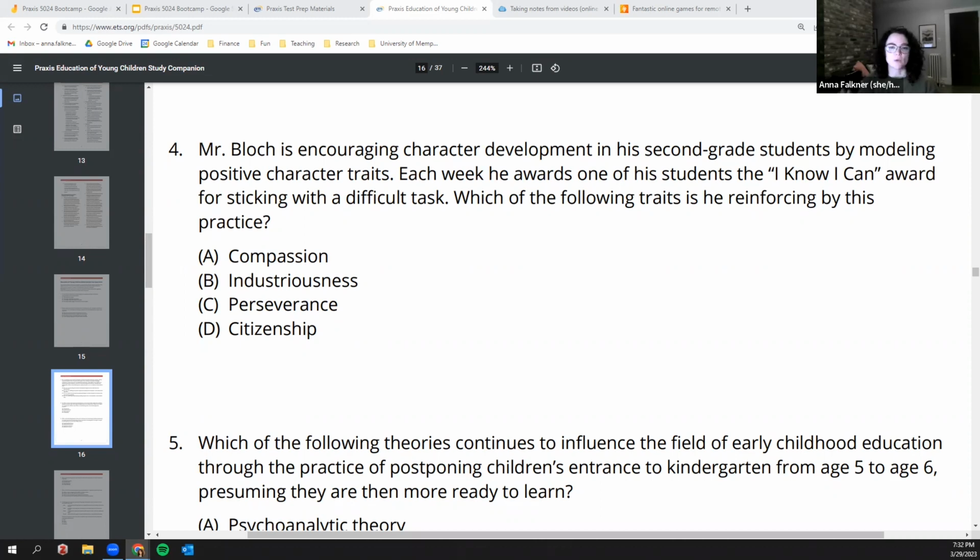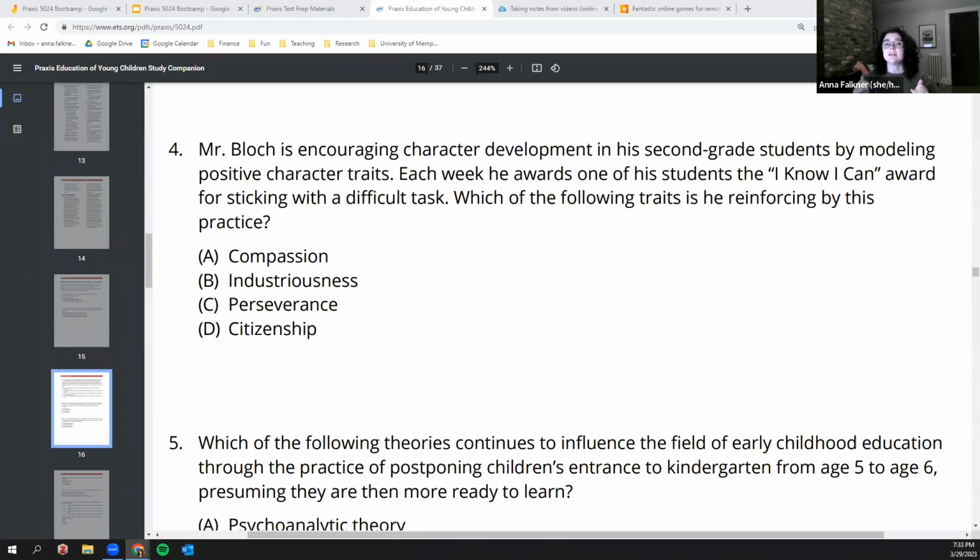This one feels like a vocabulary question, and it is just a little bit. But in particular, this question is really trying to assess whether you have content knowledge of children's social development. So it's asking you to apply your understanding of how we promote positive behaviors in kids. Compassion is around showing empathy or sympathy for others.